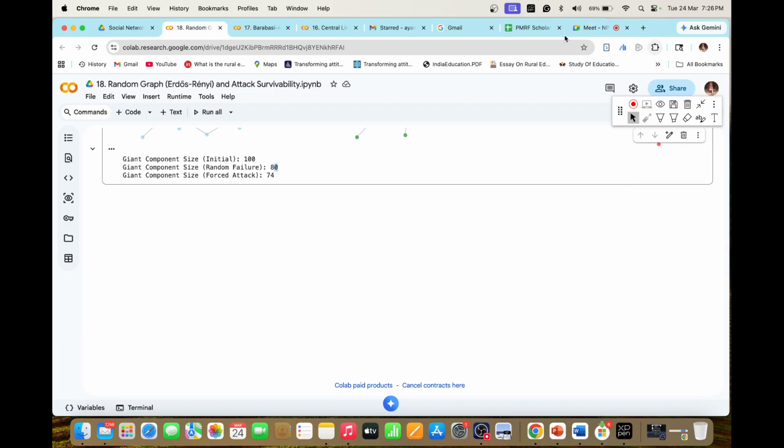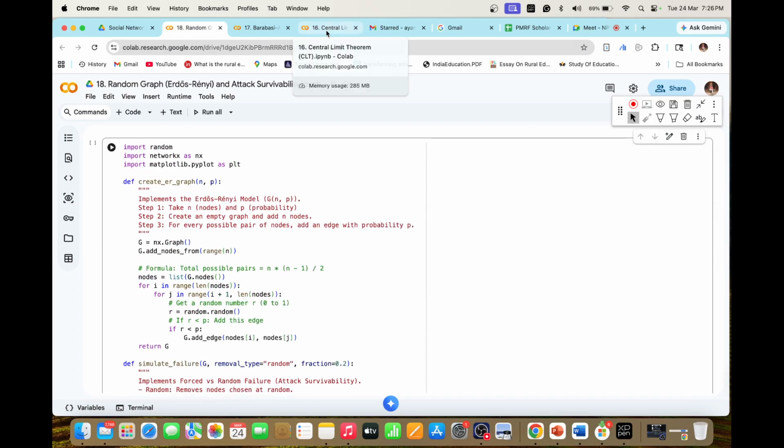These are the 3 codes that I have given you: the central limit theorem, then the BA code, and then ER with attack survivability. So with this I am ending the session for today.